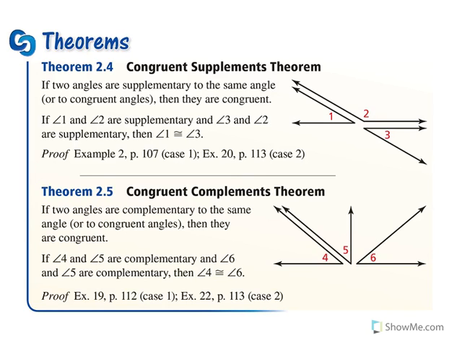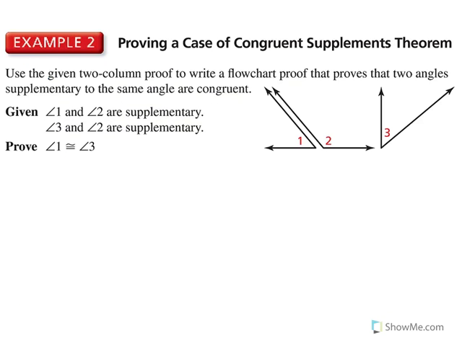The congruent supplements theorem tells us that if we have two angles that are supplementary to the same angle, then those two angles have to be equal. They have to be congruent. And then we also have the congruent complements theorem, the same exact thing. If we have two angles that are complementary to the same angle, then those angles have to be of equal size. And we will be looking at examples with these.